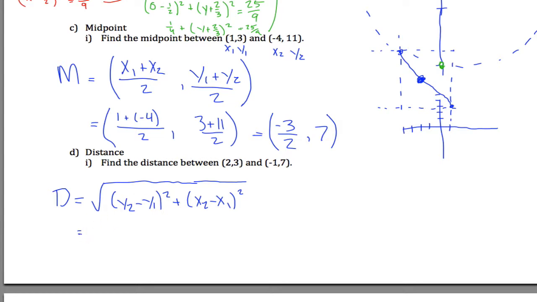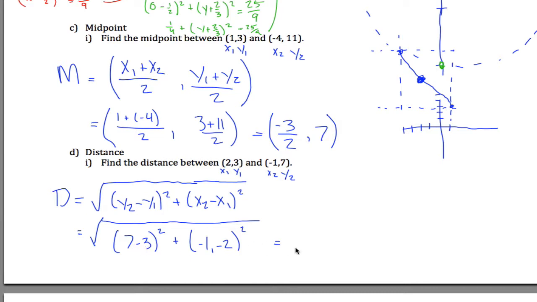If it asks you the distance between these 2 points, arbitrarily label them x1 and y1, x2 and y2, and then say, well, the distance is just the square root of the sum of 2 things. y2 minus y1 is 7 minus 3 squared. And then x2 minus x1 is -1 minus 2 squared. So I got a formula, I could figure it out. See, 7 minus 3 is 4. -1 minus 2 is -3.